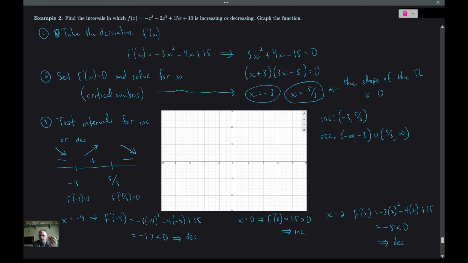All right, so now this one says to graph, and you might think, how am I supposed to graph a cubic function without a calculator? Well, you can actually do this pretty easily.